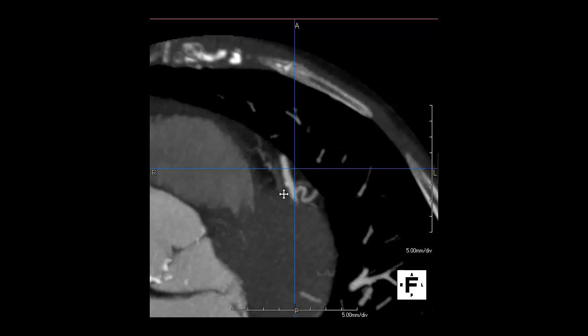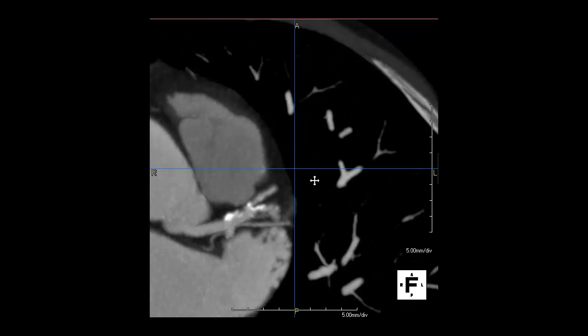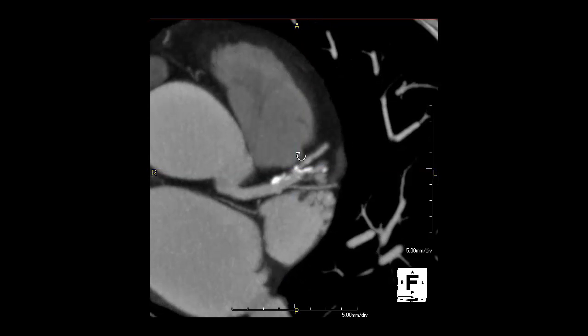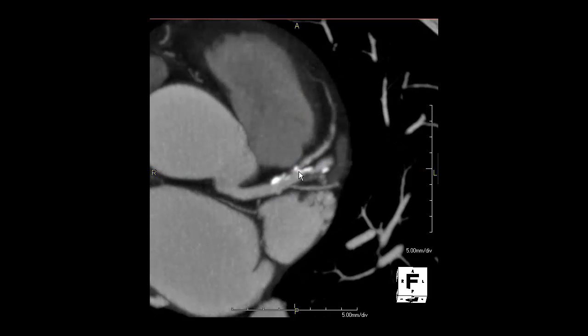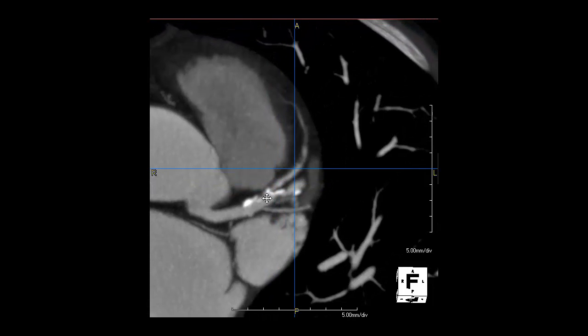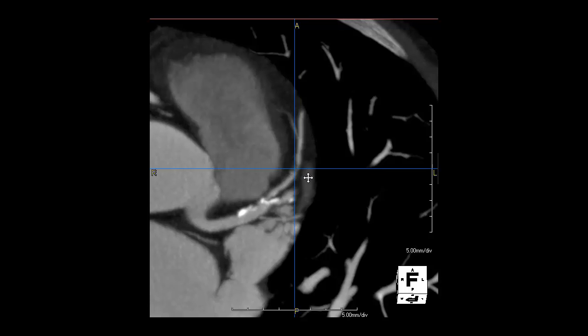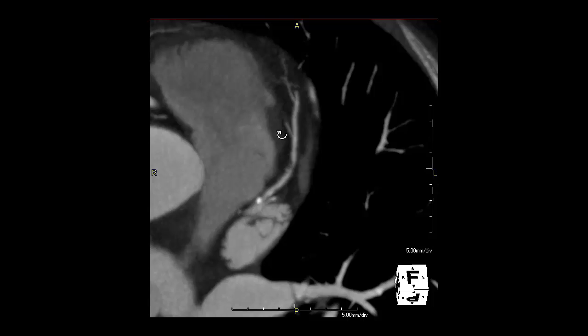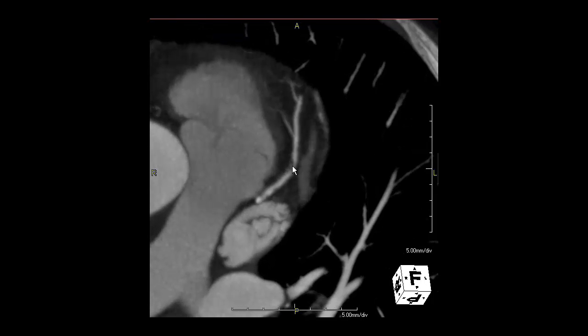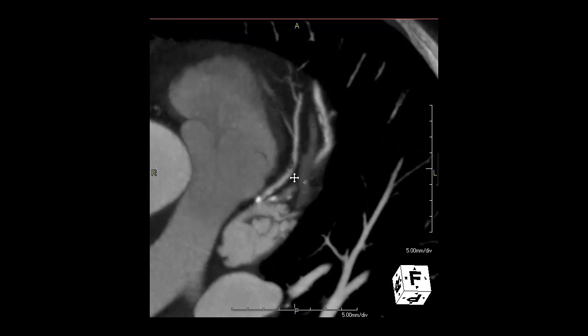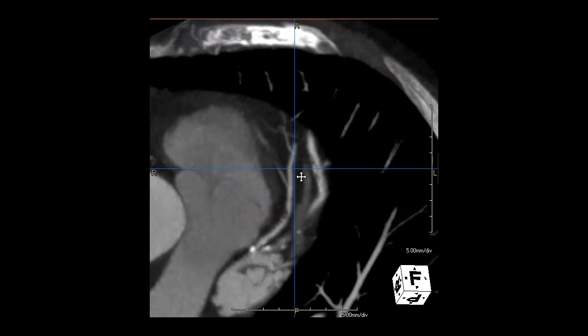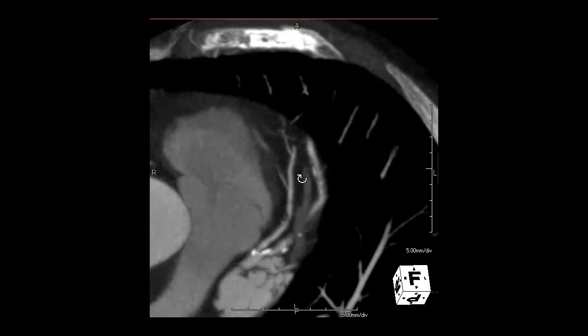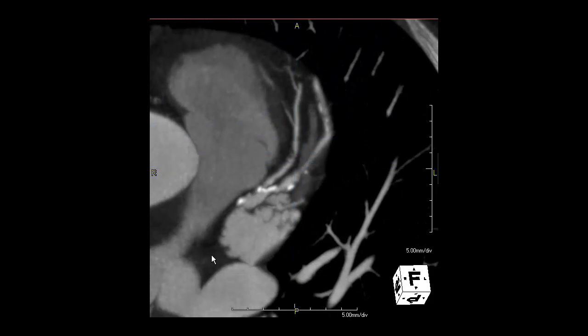Returning back to the left anterior descending artery, which itself is relatively small, there may be some obstructive disease at the origin of the mid-left anterior descending. However, as we proceed down further in the mid-left anterior descending, you can see that there is non-calcified obstructive disease in this region. Following the remainder of the LAD down, there is only little or no disease in the distal segments.